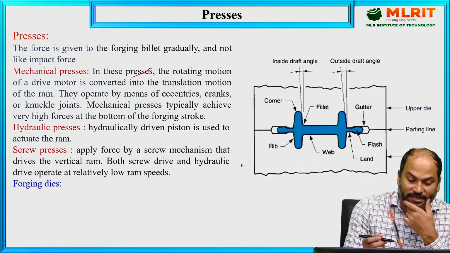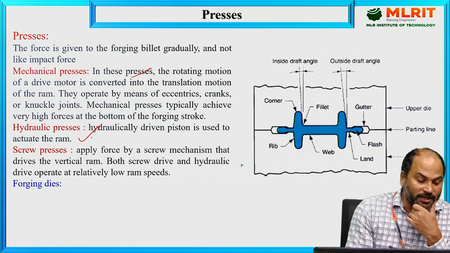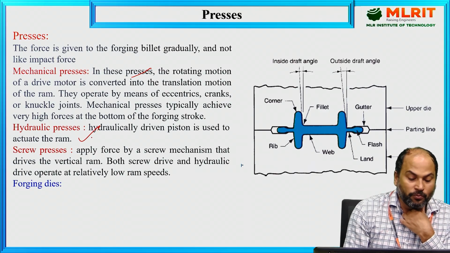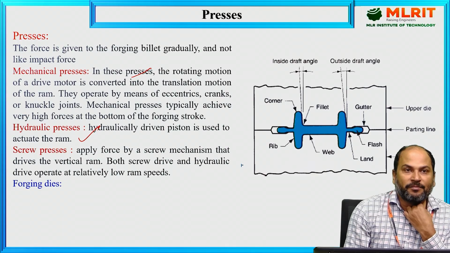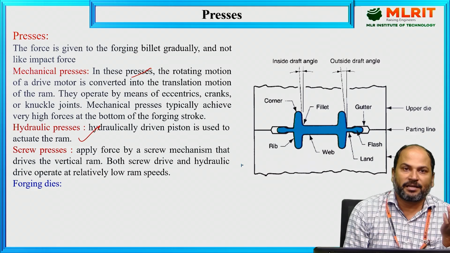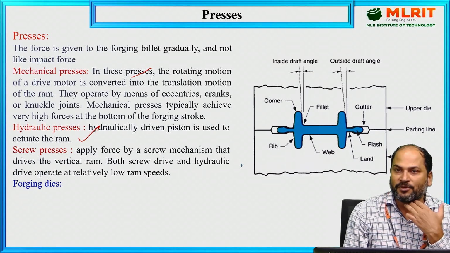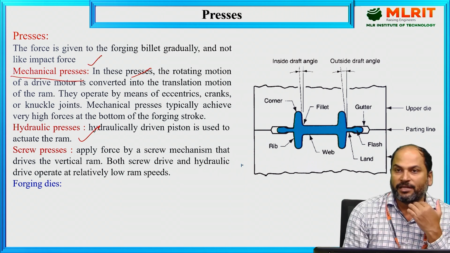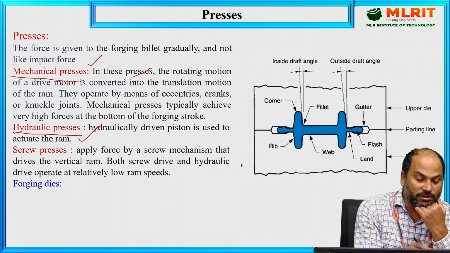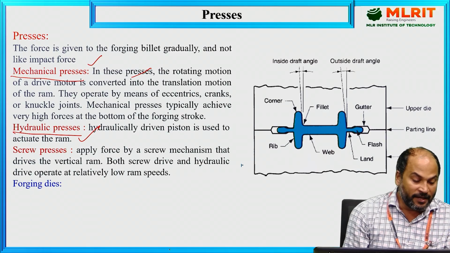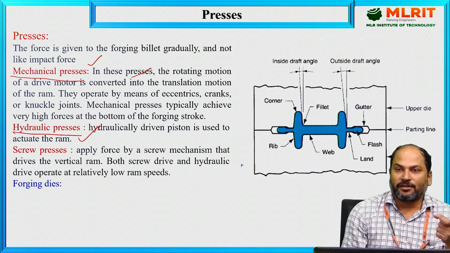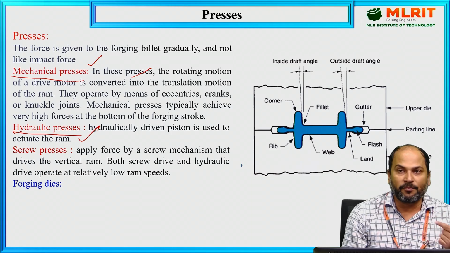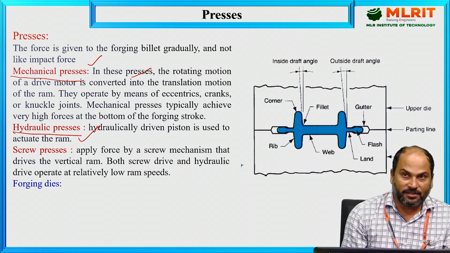In hydraulic presses, a driven piston is used to actuate the ram. And the last one is the screw presses. It applies the force by a screw mechanism that drives the vertical ram. Both a screw drive and a hydraulic drive operate at relatively low ram speed. So what is the difference? If you are using mechanical, the ram speed will be very high. But if we take these two, the hydraulic presses and the screw presses, the speed of the ram will be relatively less compared with the mechanical presses.